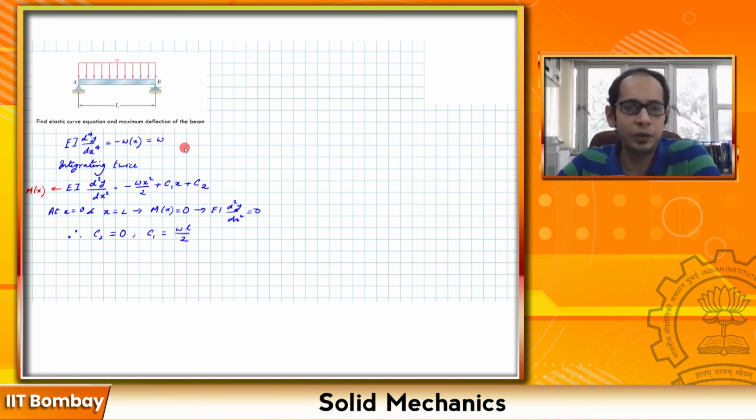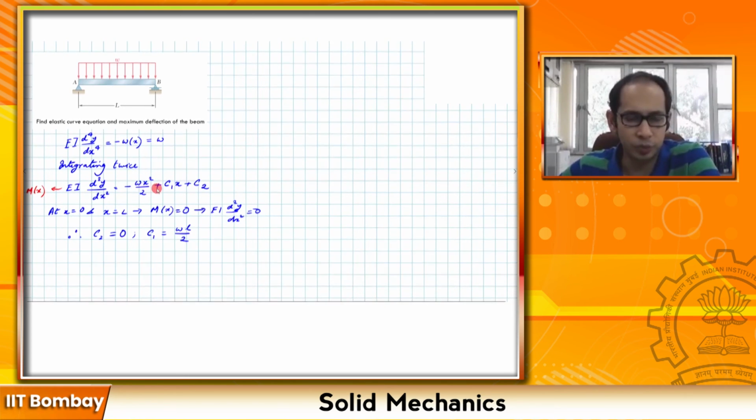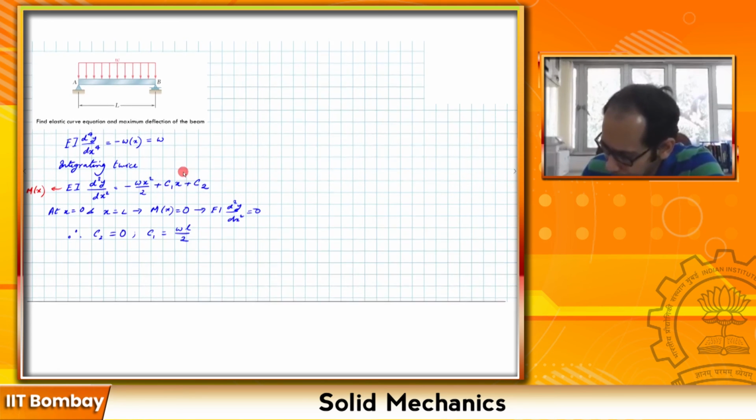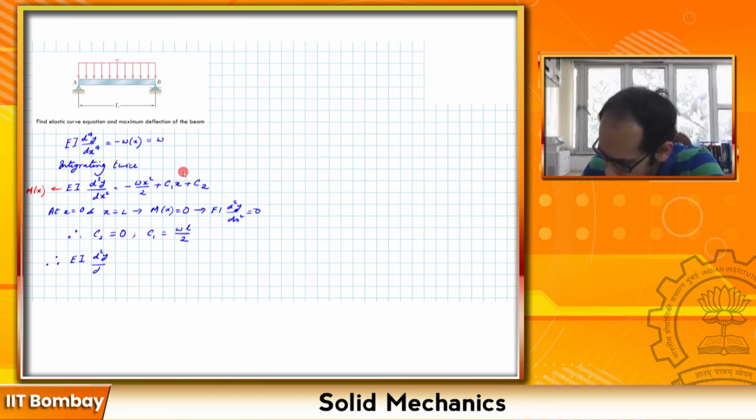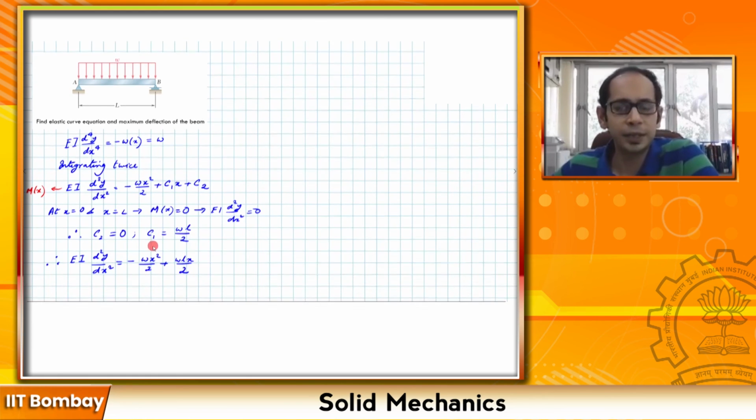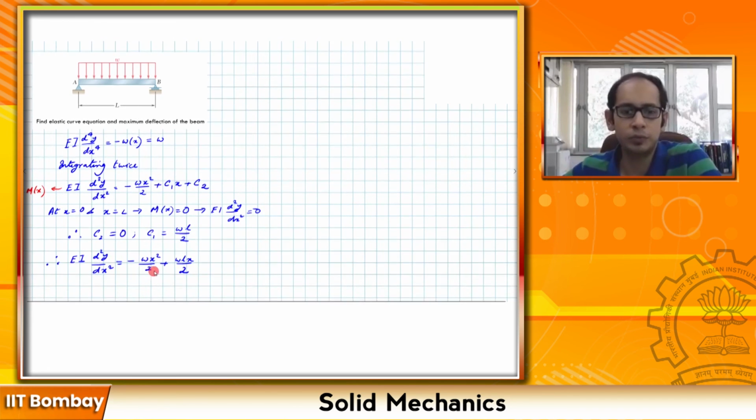So now that we have evaluated these 2 constants, C1 and C2, we can go back and plug that into this equation over here. So now we'll have EI d square y by dx square equals minus Wx square by 2 plus WLx by 2 plus 0. So let's go ahead and write that. Had you started this problem using the 2nd order method itself, as I had asked you to do, then you would begin your problem with this equation.